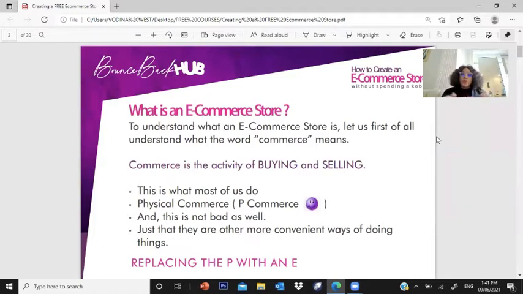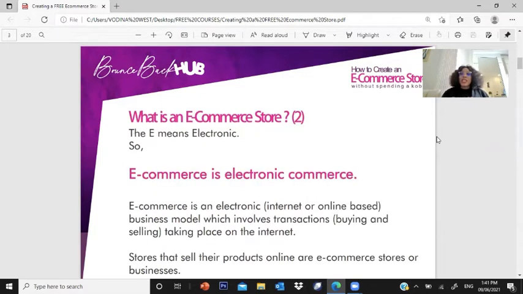So physical commerce is not a bad way of selling your products, just that there are more convenient ways of doing things. So we're going to be replacing the P with an E. So what is an e-commerce store? The E means electronic, like I must guess you already know that. The E means electronic. E-commerce is an electronic commerce. So it is an electronic way of buying and selling.